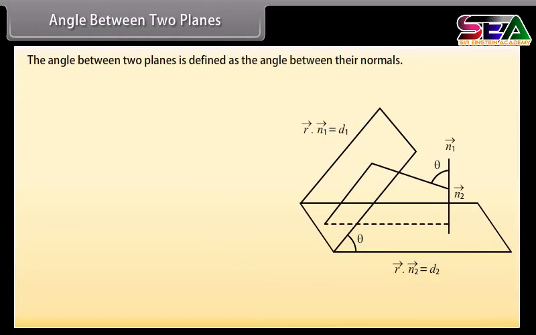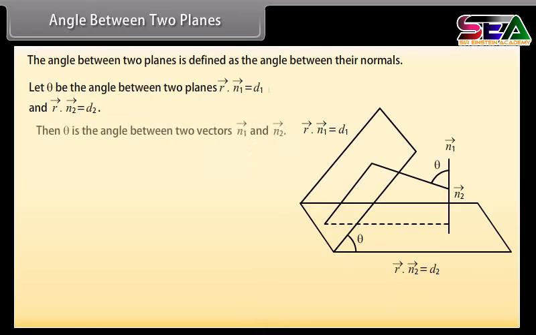Angle between two planes. The angle between two planes is defined as the angle between their normals. Let theta be the angle between two planes, with dot product of vector r and vector n1 equals d1 and dot product of vector r and vector n2 equals d2. Then theta is the angle between the two vectors n1 and n2.